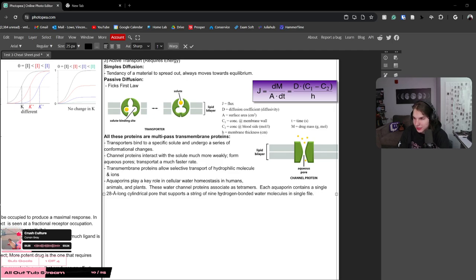Ion channels. Okay, let's go bold. We're going to talk about ion channels now. We're going to go ahead and do some typing first before we start.